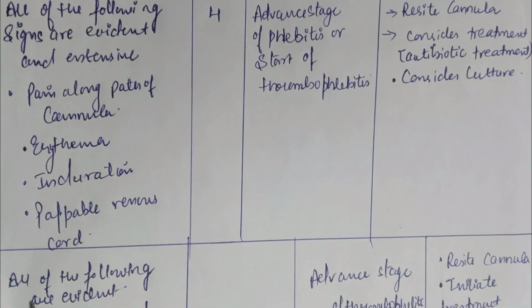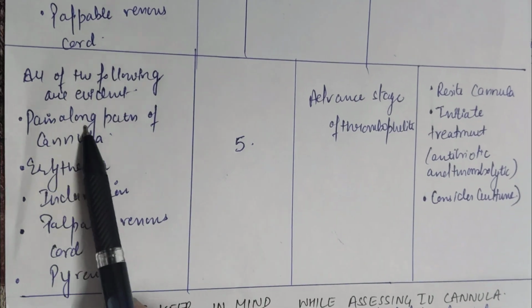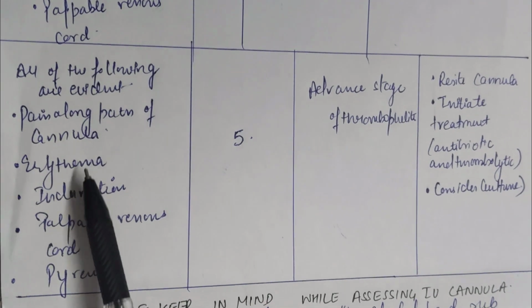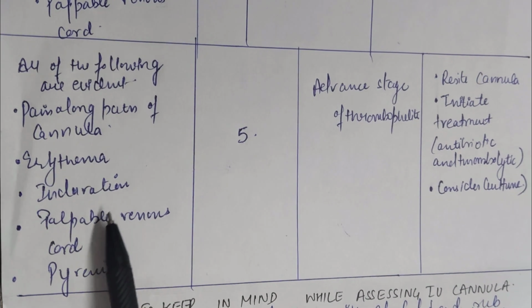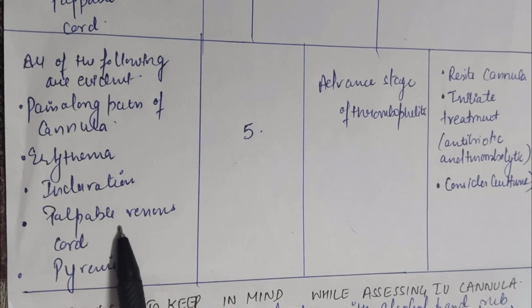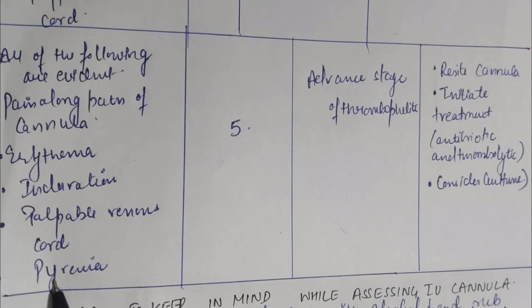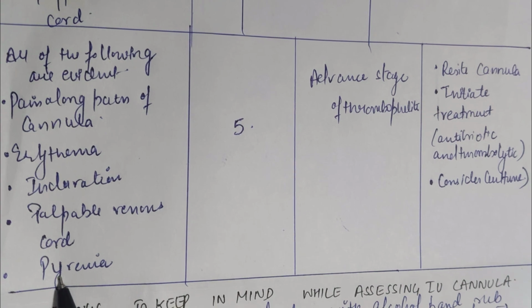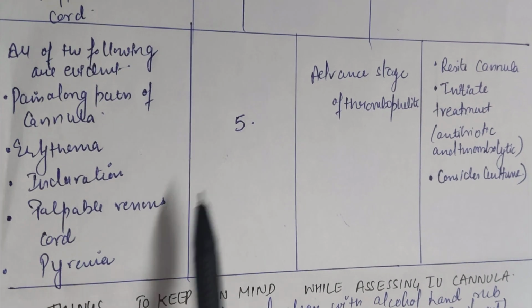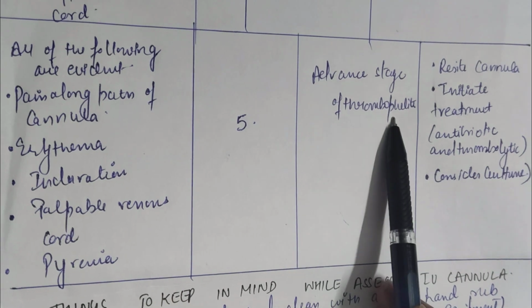Okay, next is the 5th stage, where all of the following are evident: pain along the path of the cannula, then erythema, and then induration and palpable venous cord. Along with this, one more symptom, that is pyrexia, can also appear. In this there can be septicemia. The chances of septicemia can be more in this stage. Okay, 5th stage, and it is called the advanced stage of thrombophlebitis.